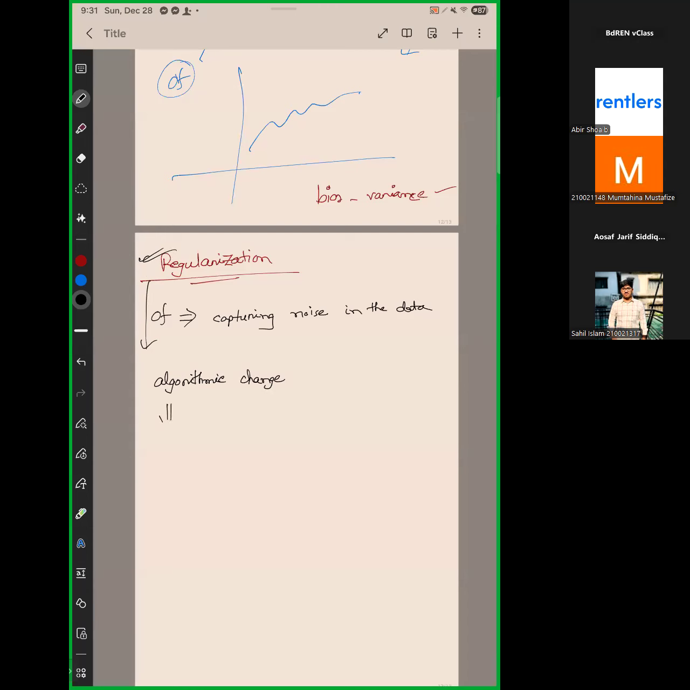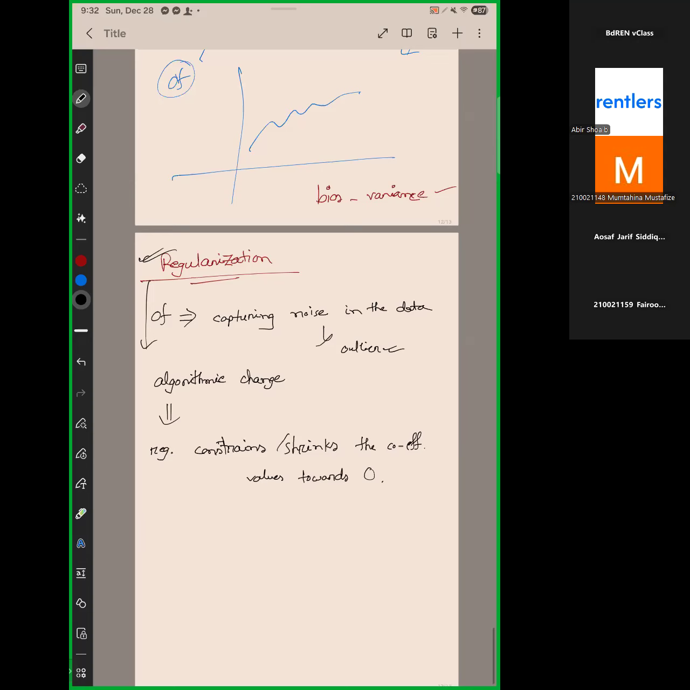Regularization constrains or shrinks the coefficient values towards zero. Sir, is noise considered an outlier? Yes, an outlier is a noise. Any outlier is a noisy point in the dataset. So regularization constrains or shrinks the coefficient values towards zero. What does it mean?